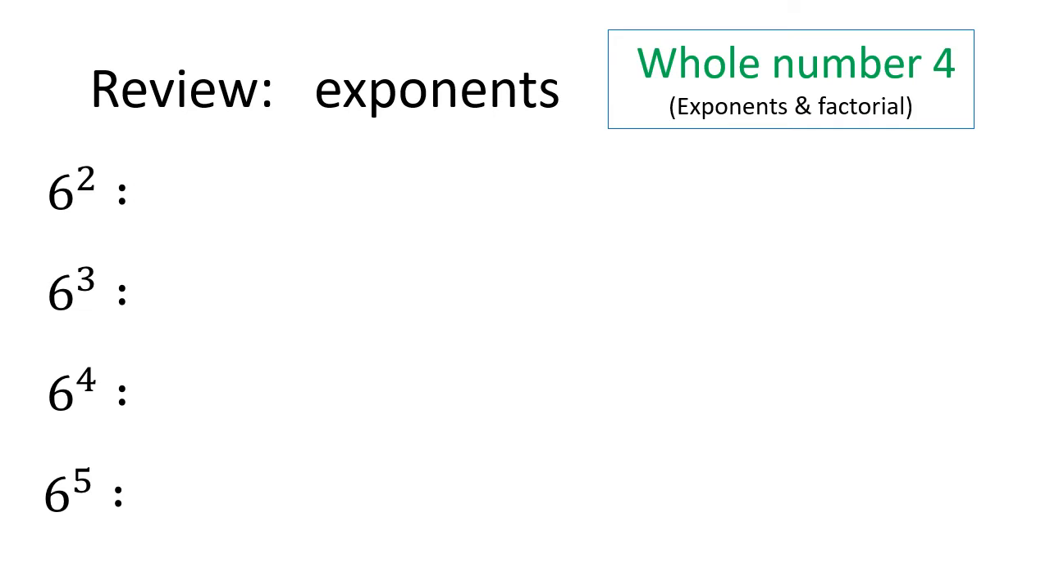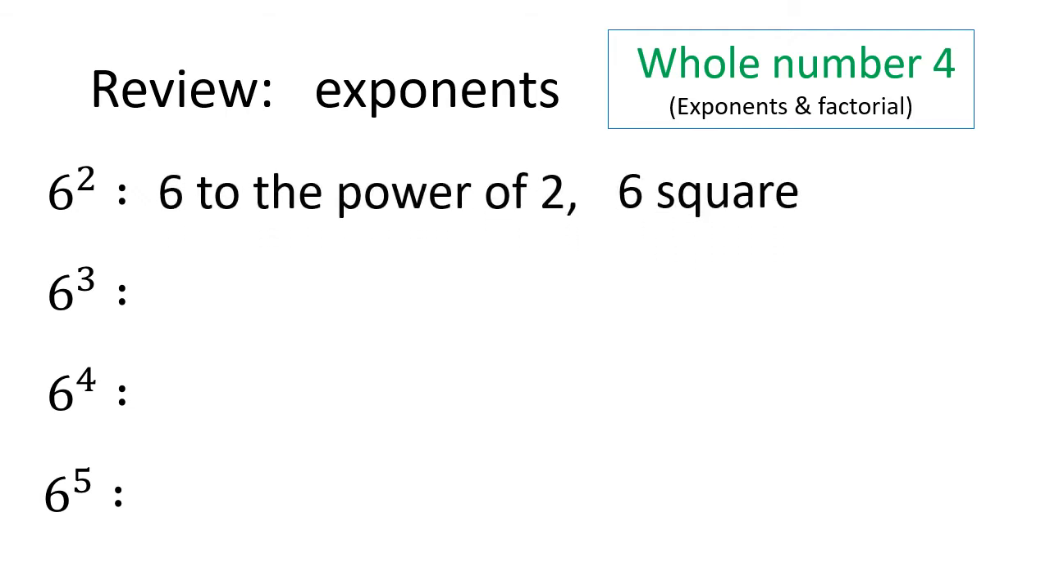6 with a little 2 on the top right-hand corner is called 6 to the power of 2, usually read as 6 squared. This means multiplying 6 2 times. So 6 squared is equal to 6 times 6.